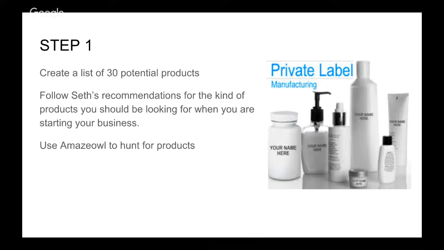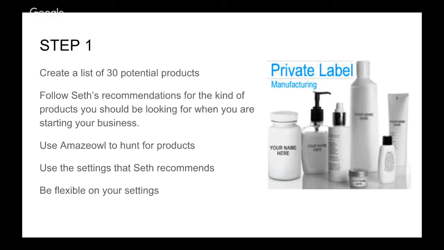But at the beginning, start with Amazon to hunt for products, and make your goal to look for 20, 25 to 30 potential products. Don't go any more than that. That way you get to the point where you found your list, and now you're going to start working on that list. And I always use the settings that Seth recommends. But remember that those are recommendations, and you can be flexible on the settings.